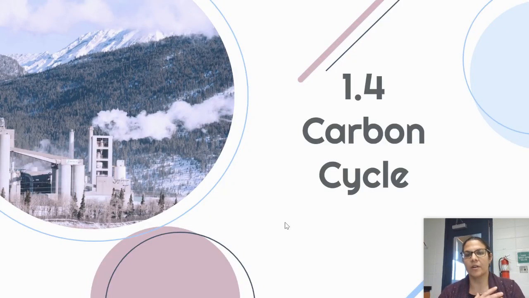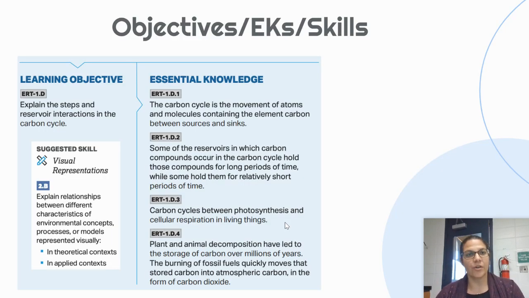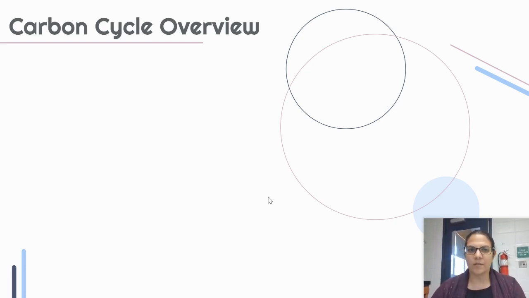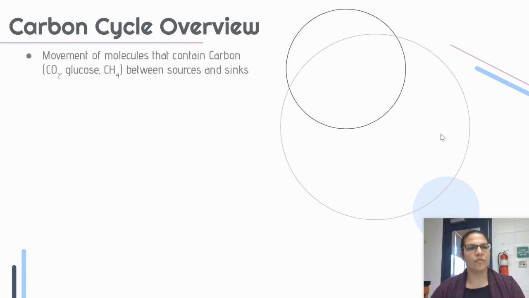We're going to cover a couple different cycles, and the first one we're going to cover is the carbon cycle. Here are your objectives, your EKs, and your skills. The thing that you need to know about cycles is that we're going to cover these more in depth in different units throughout the year. So this should be a good overview for you. This should be a bit of a review from other courses, and then we're going to move forward from there.